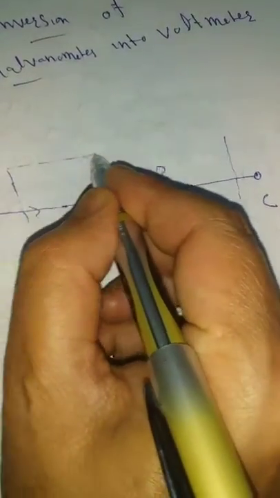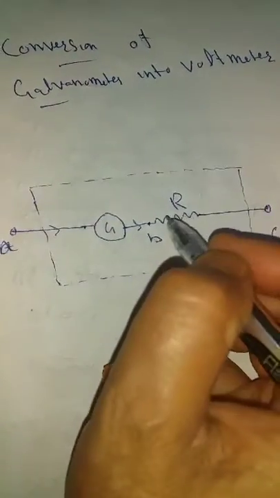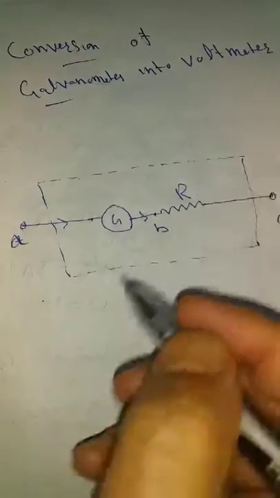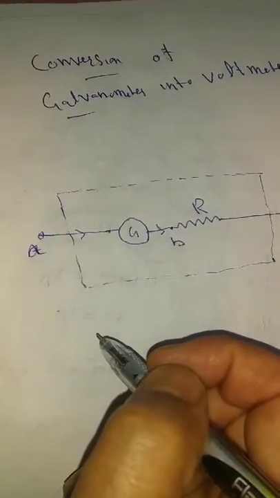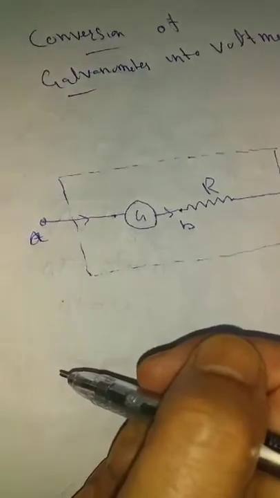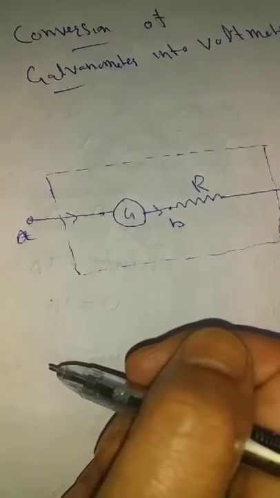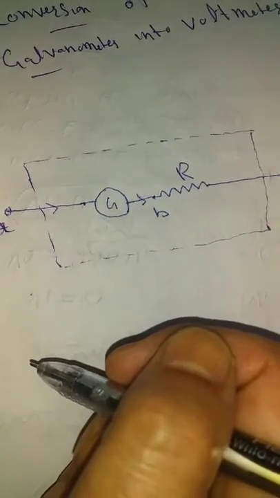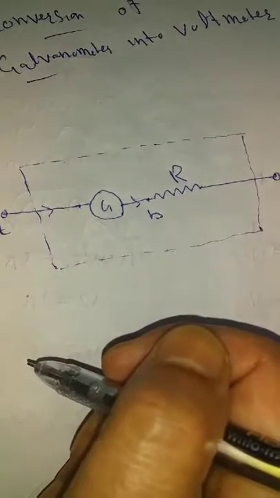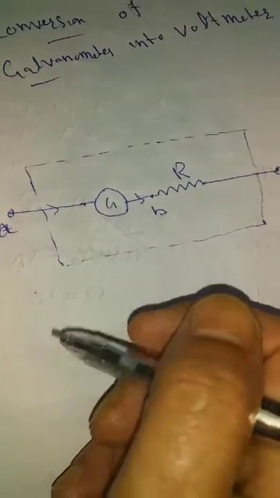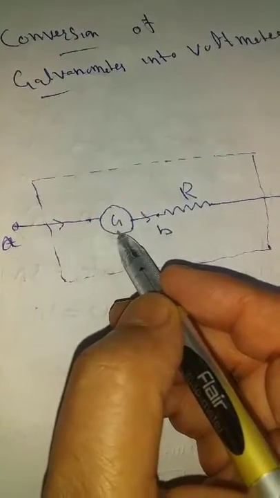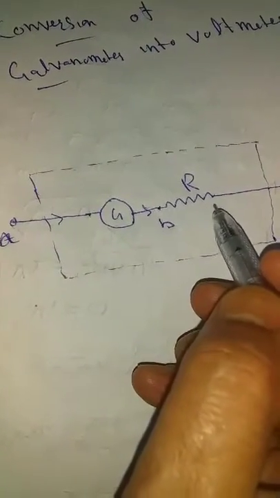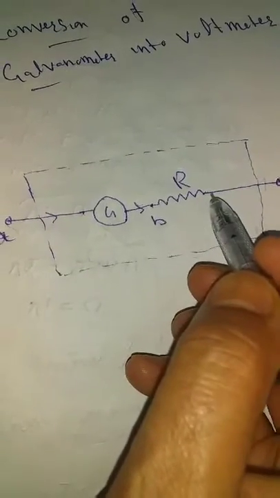A voltmeter is used for measuring the potential difference across the 2 ends. A galvanometer is a device used for measuring and detecting small current, whereas a voltmeter is an instrument used for calculating potential difference across the ends of a conductor. We consider a galvanometer of resistance G, and let a resistance R be connected in series with the galvanometer.